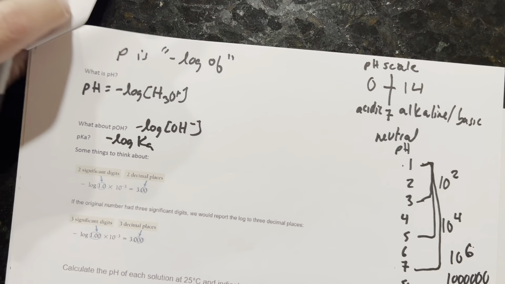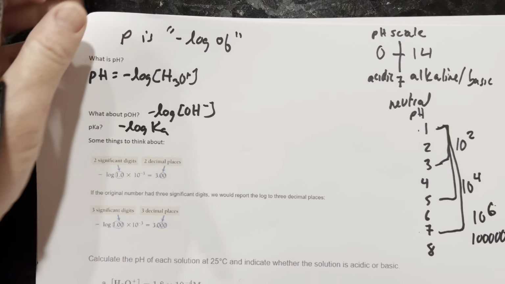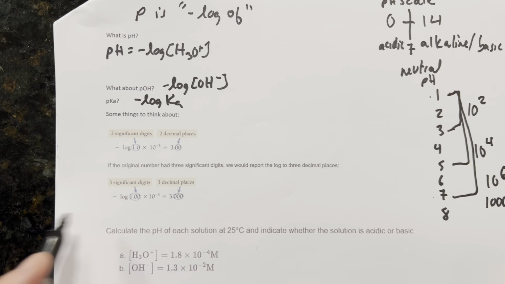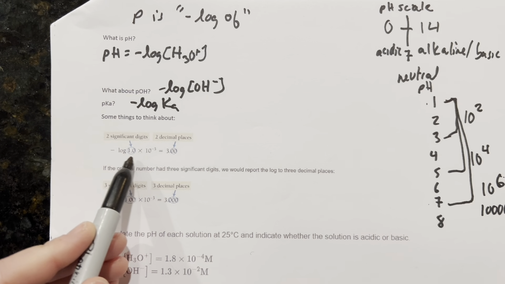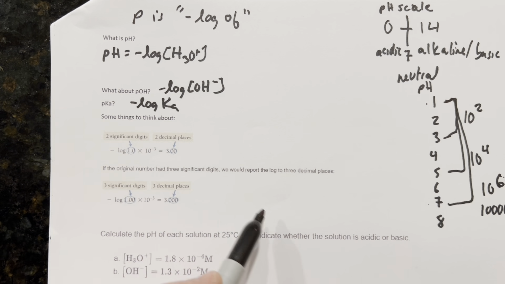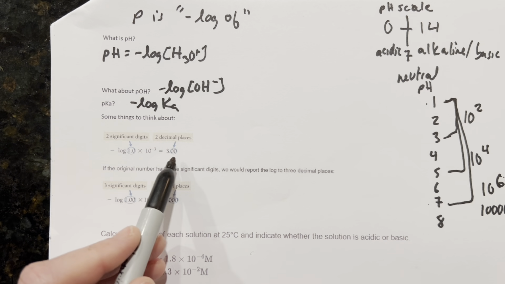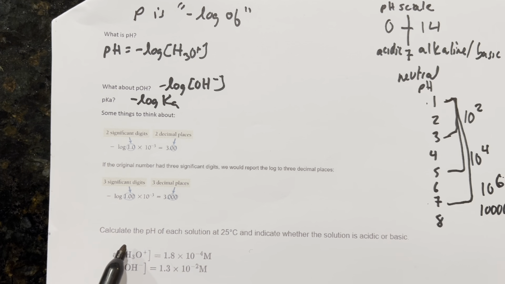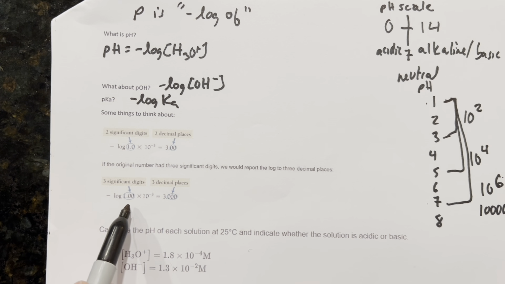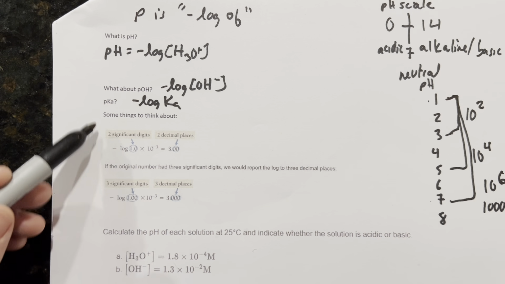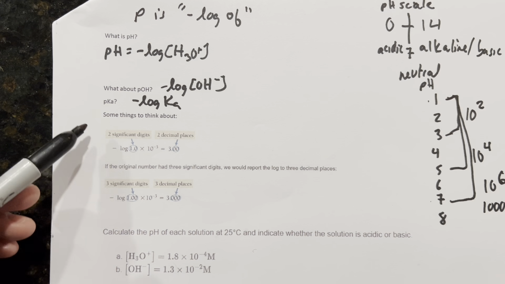All right, some things to think about before we get too far into working with logs, etc. is just some housekeeping items. So if you take the negative log of something that has 2 sig figs, the resulting answer is going to have 2 decimal places. And so if you took the log of something that had 3 sig figs, the resulting answer would have 3 decimal places. And you'll probably get used to that. It actually almost comes intuitively.